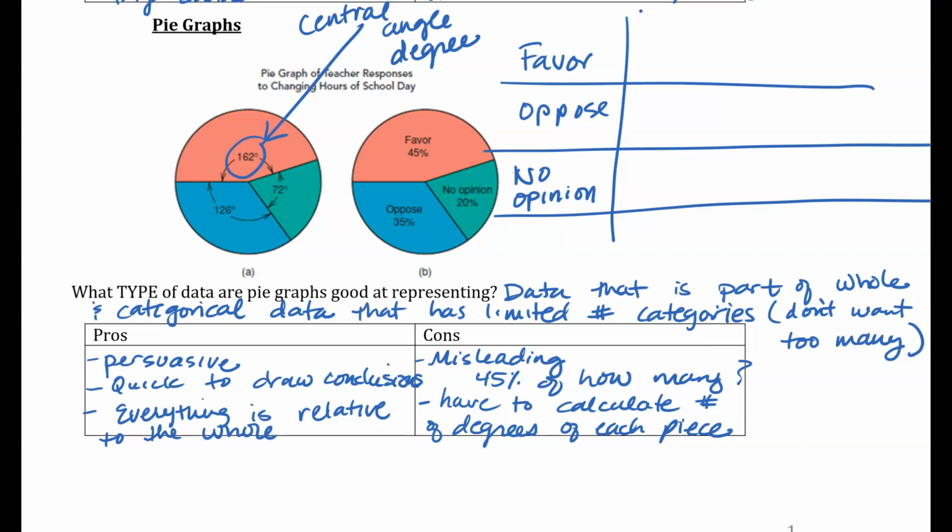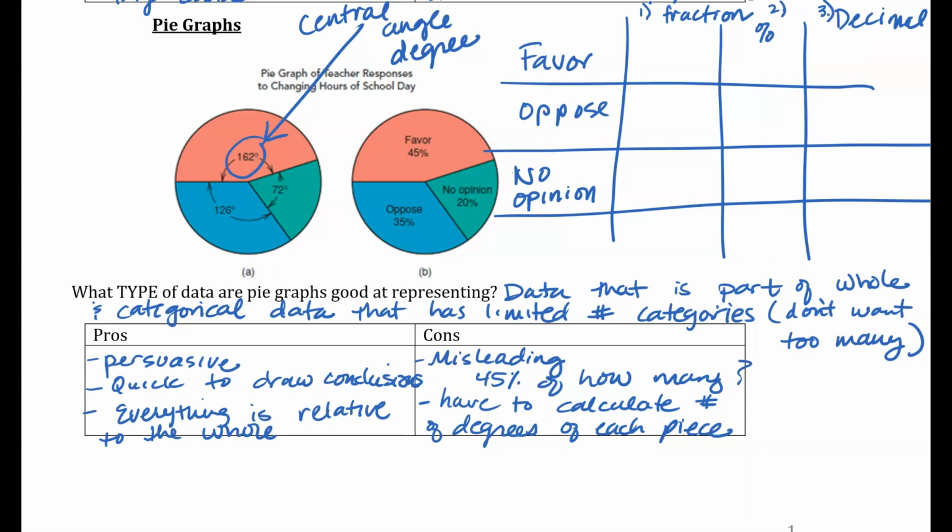So the first thing we're going to do, step one, is we're going to make a fraction, and I'm just going to draw a line here. We're going to make a fraction that represents the part and whole, if we can. The next thing we're going to do is write down the percent, and the last part is we're going to write the decimal there. So those are the three different options you have in terms of calculating the central angle degree.